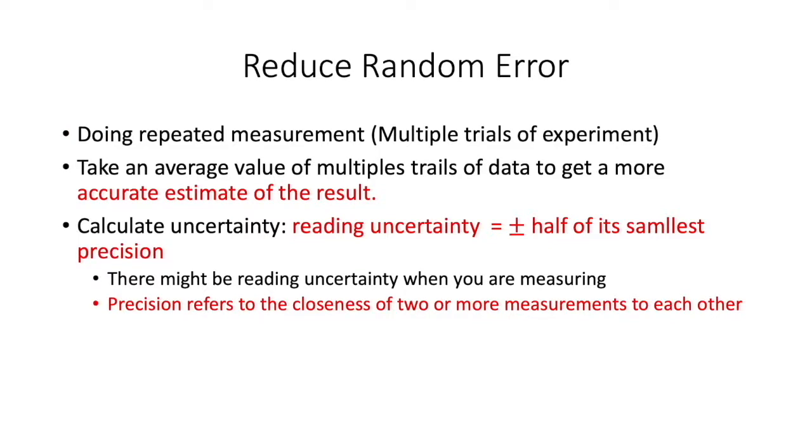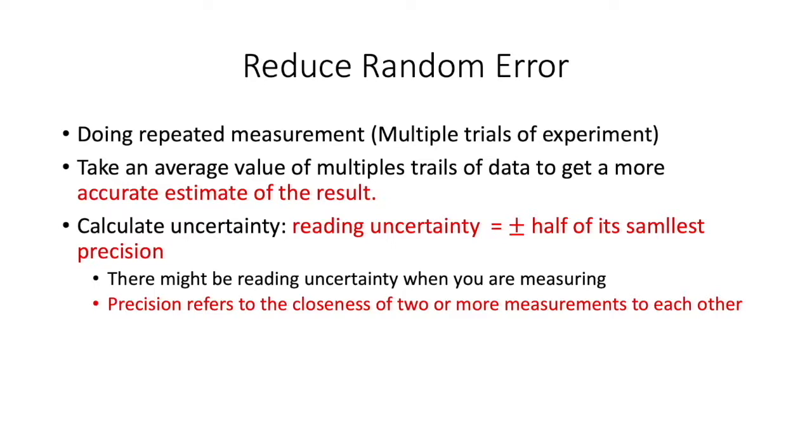So how do we make sure of the accuracy of the result and reduce random error? The first thing you can do is do multiple trials of the experiment. That's why when you are doing a lab report, you probably have a lot of data, because you want to try to reduce the impact of random error. Then you usually take an average value of multiple trials of data to get a more precise, more accurate estimate of the result.